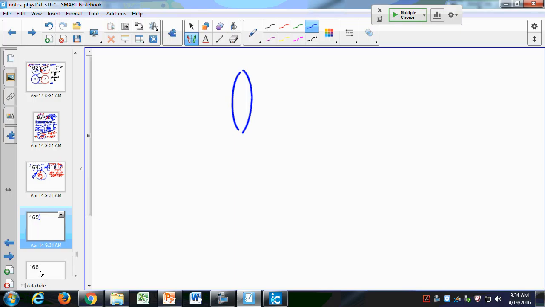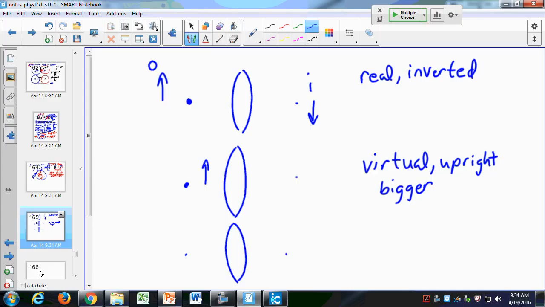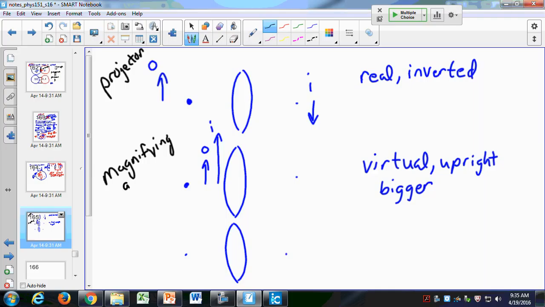So with the convex lens, I have several different scenarios. I can be outside the focal point. This is my object, and my image is over here. This is a real, inverted image. It's real, and it's upside down. Over here, if my object is inside the focal point, I have a virtual, upright, bigger image. In this case, this is my object. My image is going to be right here. This one is like a projector. This one is like a magnifying glass. And then finally, if I put my object at the focal point, this produces no image at all.